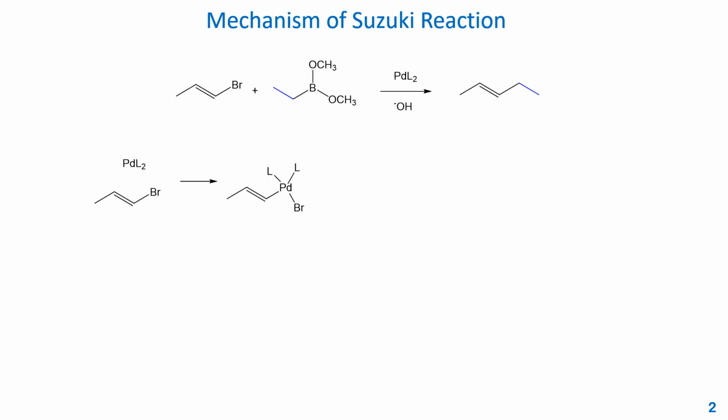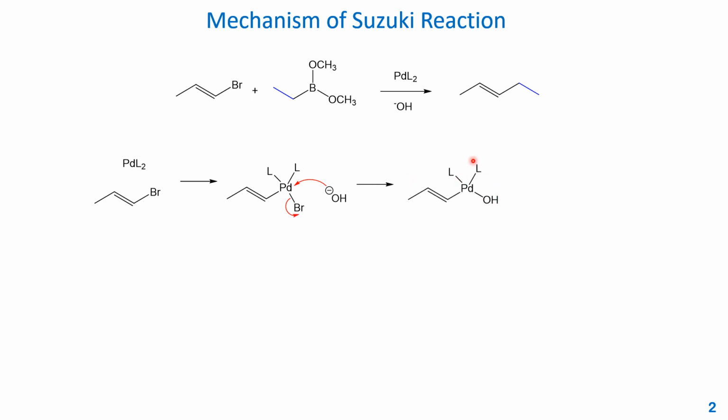I just said this insertion is also called oxidative addition. Why is it called oxidative? Because the catalyst is palladium 0, but here palladium is 2 plus. So the oxidation state increased from 0 to 2, so it's oxidation. Next step is the hydroxide replacing the bromide to form this intermediate.